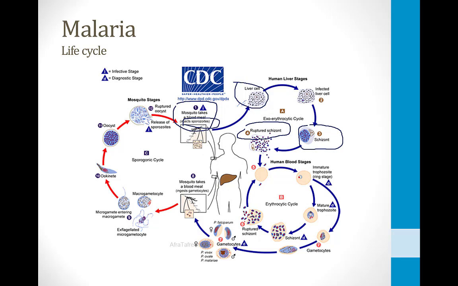The merozoites infect the red blood cells and form those ring stages that we're going to see pictures of in a little bit. Those are called trophozoites. Then it matures into another schizont, and the schizont ruptures again and releases more merozoites, which can infect more red blood cells. And this cycle going around and around is what causes the cyclical fever pattern.